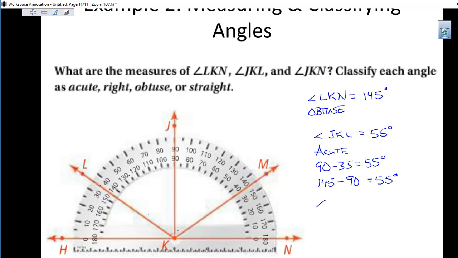The next angle measure is angle JKN. So if you look here, J to K to N, this one has a side of the angle starting at 0, goes all the way up to 90, so this means it's going to be a right angle. And we know right angles have measures of 90 degrees.